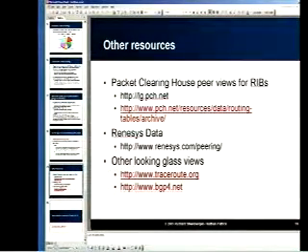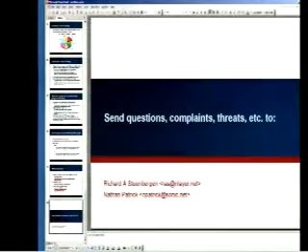And of course, if push comes to shove, you can go out there and start looking at random people's looking glasses. Hurricane Electric is a good example of a very open peering network with a reasonable reach that has a public looking glass. So there's a lot of small data that you can mine there. That's about it. Questions?